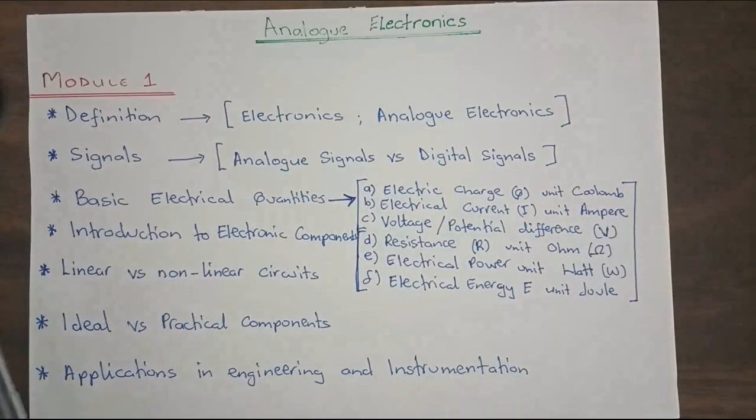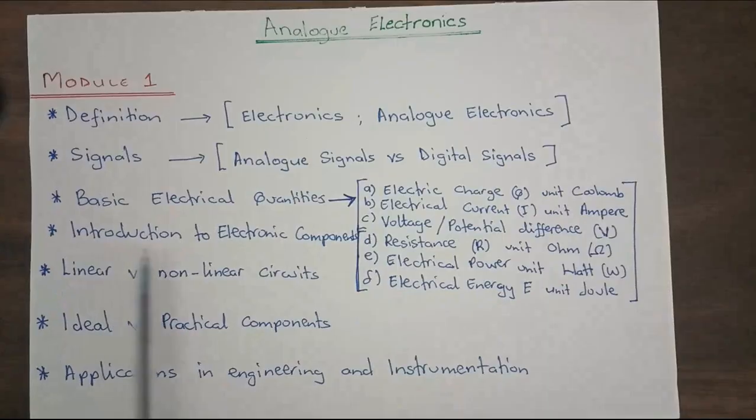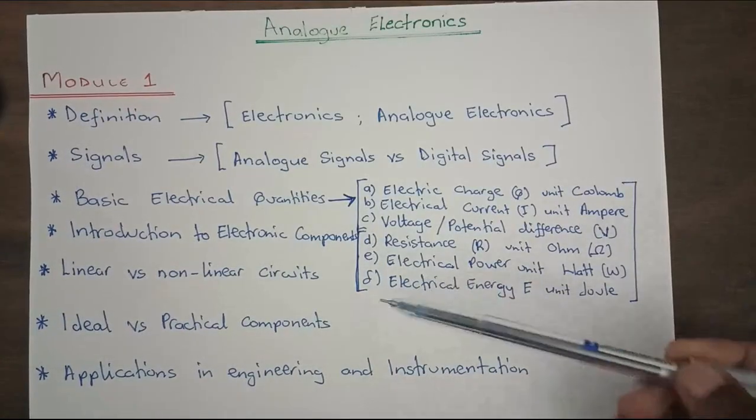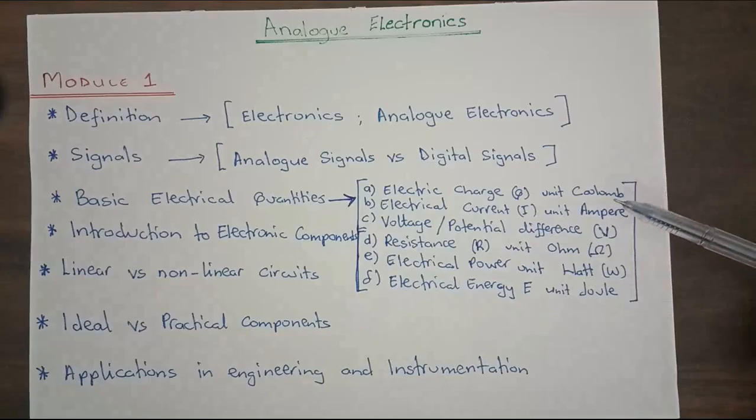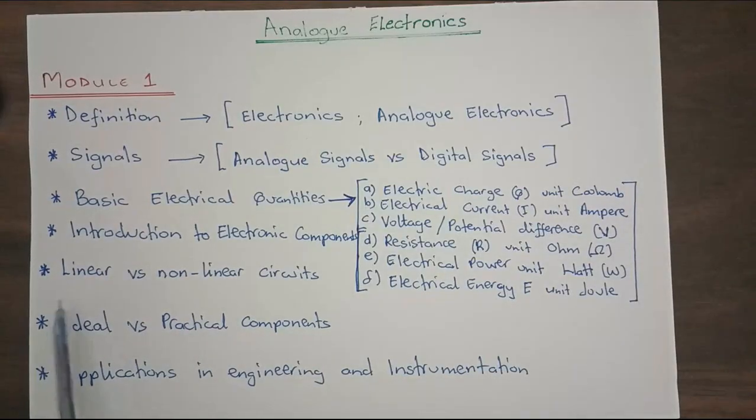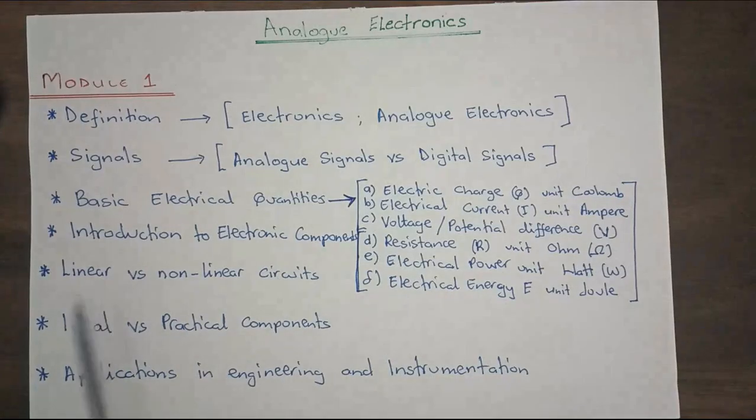From there, we are also going to start an introduction to electronic components. Components like resistors, capacitors, inductors, etc. Then we also go deep into linear versus non-linear circuits. How does a linear circuit behave? How does a non-linear circuit behave? And what is the difference between these?